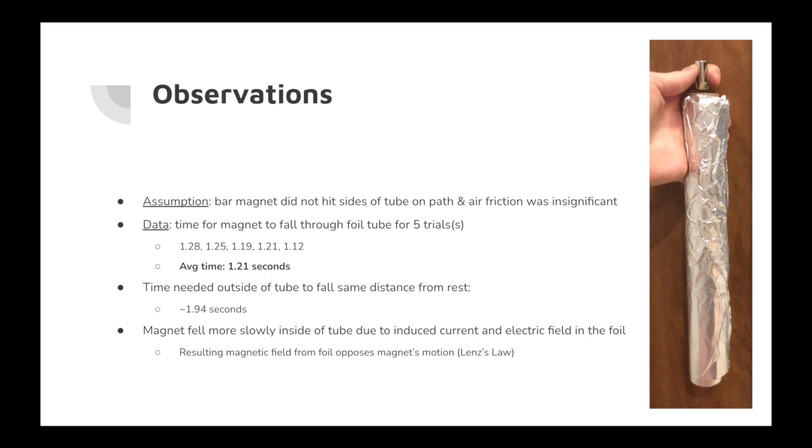As for the data, we measured the time for the magnet to fall through the foil tube 5 different times, with the results for each trial shown here below. And the time needed outside of the tube to fall the same distance from rest was around 1.94 seconds. The magnet fell more slowly inside of the tube due to induced current and the electric field that is inside the foil. The resulting magnetic field from the foil opposes the magnet's motion, as discussed by Lenz's law.